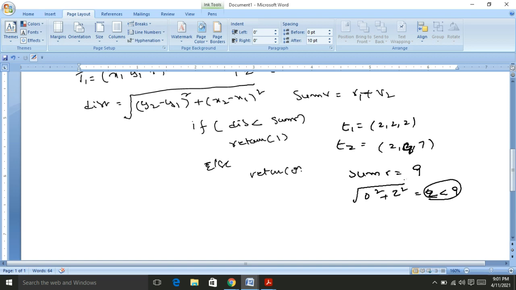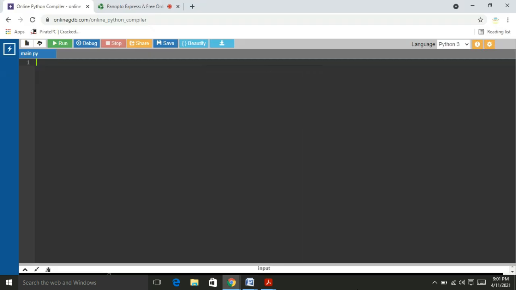Now, friends, I directly go to the Python interpreter and I write the code and I will explain this one, right? So, let us consider this is the Python online interpreter. Here I am going to write, first I am going to define the function ball underscore collide. We know that this function will take the two tuples that are T1 and T2.